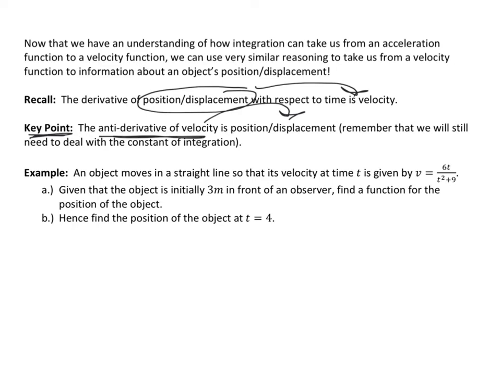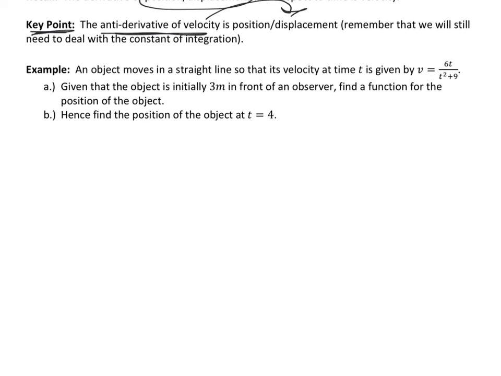Okay. So let's look at this example I have here. An object moves in a straight line so that its velocity at time t is given by this function. So I have a velocity function. Part A says, given that the object is initially 3 meters in front of an observer, find a function for the position of the object. Okay. So we're really going to do the same thing that we did previously. We know that our velocity function is 6t over t squared plus 9.